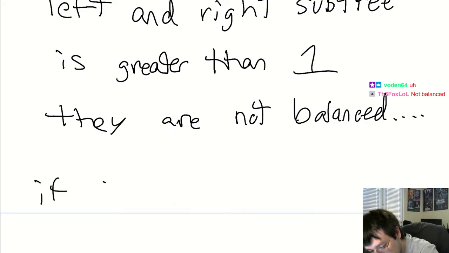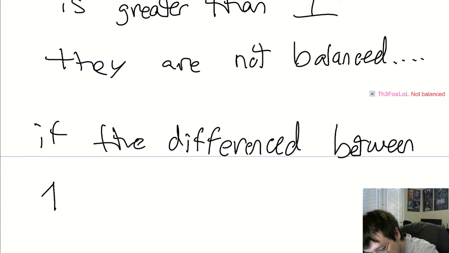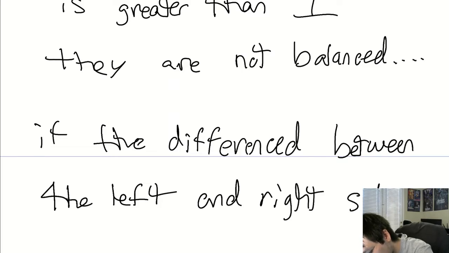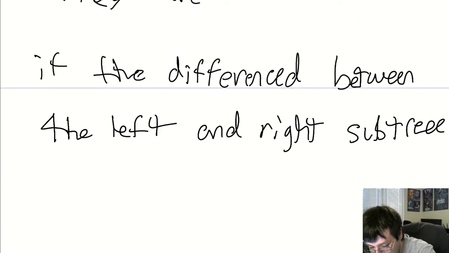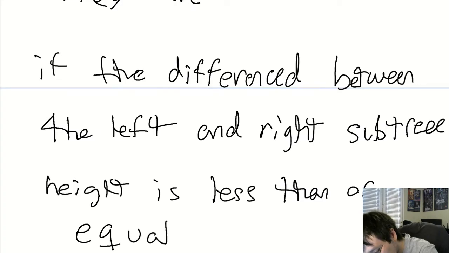Not balanced. And then if the difference between the left and right subtree's height is less than or equal to 1, then the tree is balanced. I should have just copied and pasted my other one.